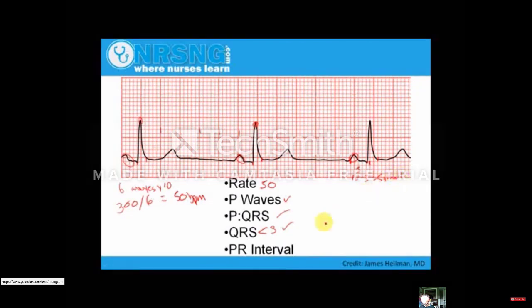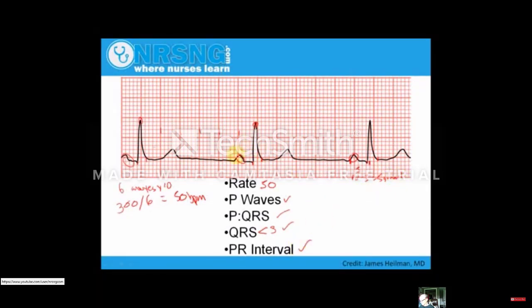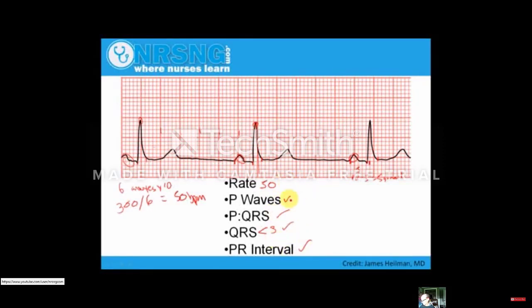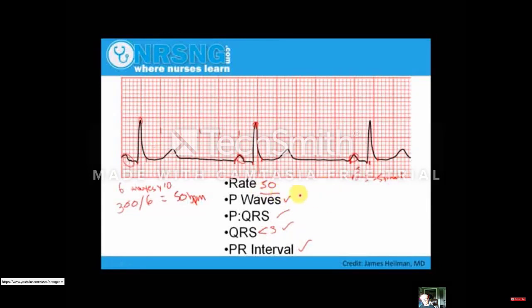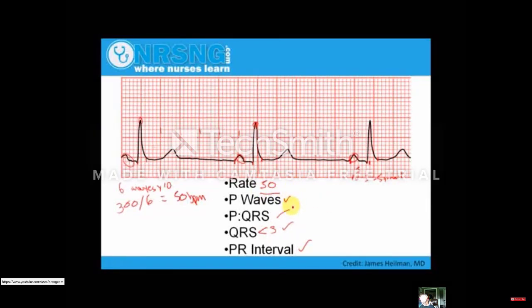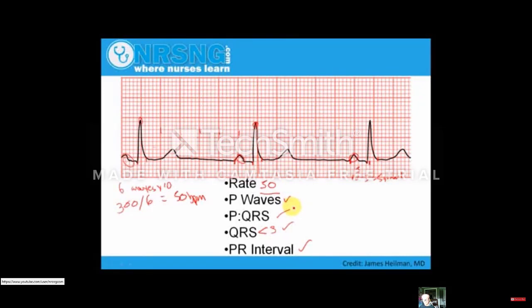So everything is normal on this EKG here, except that our rate is a little bit slow. So other than our rate, everything is normal. So we can determine from this that this rhythm is in fact sinus bradycardia. Okay? Let's do one more example.